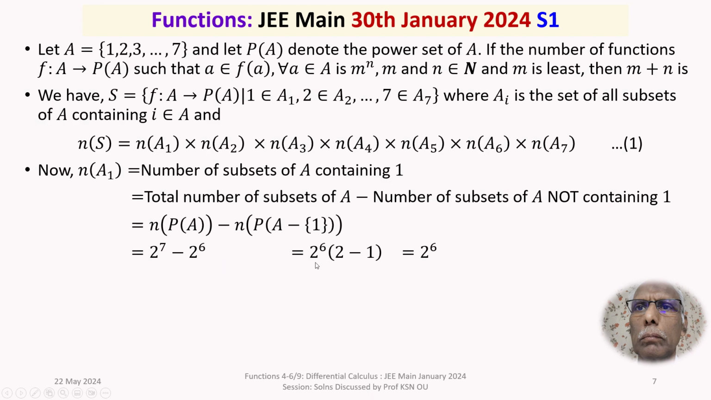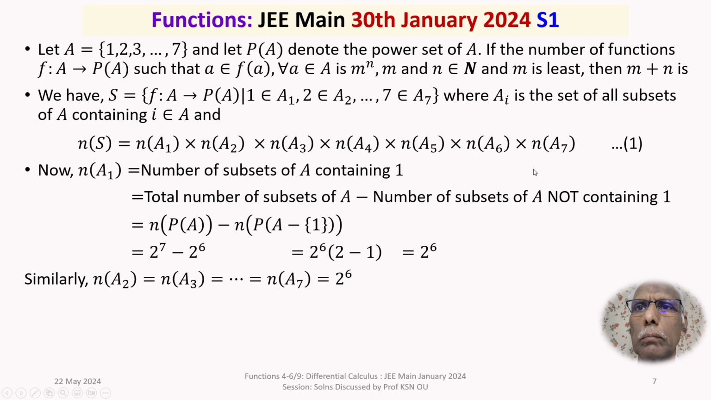And 2 power 6 taken common, then you'll get 2 minus 1 multiplied by 2 power 6, that is 2 power 6. So n of A1 is 2 power 6. The same argument is valid even for n of A2, n of A3, and so on and so forth. Similarly, we will get n of A2 is equal to n of A3 is equal to etc. n of A7 is equal to 2 power 6.